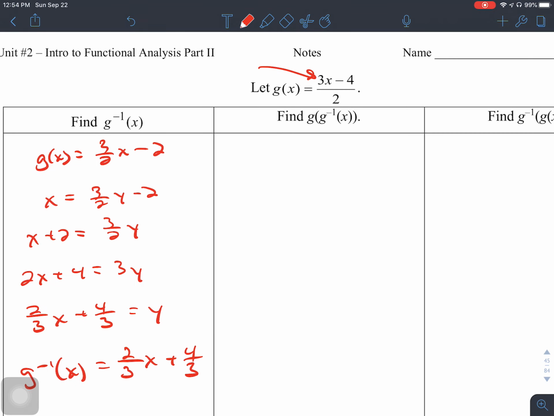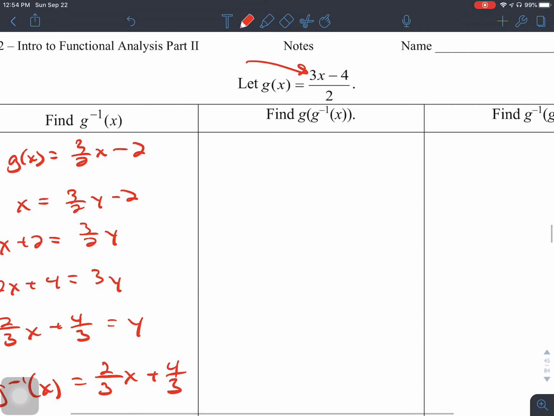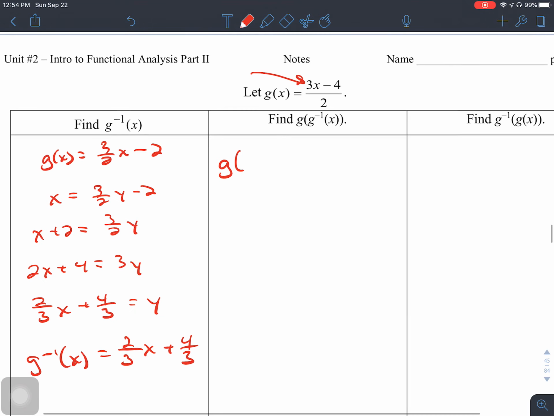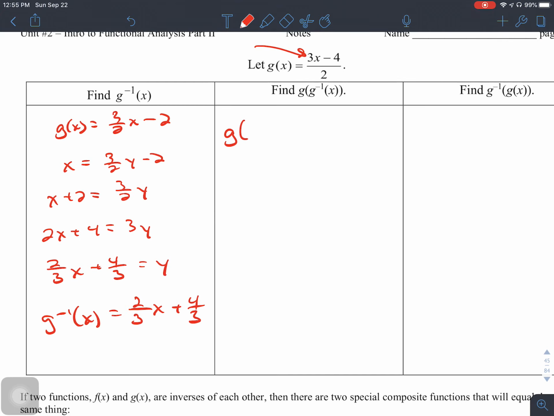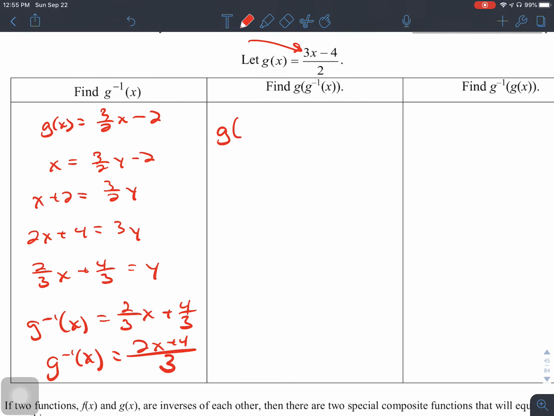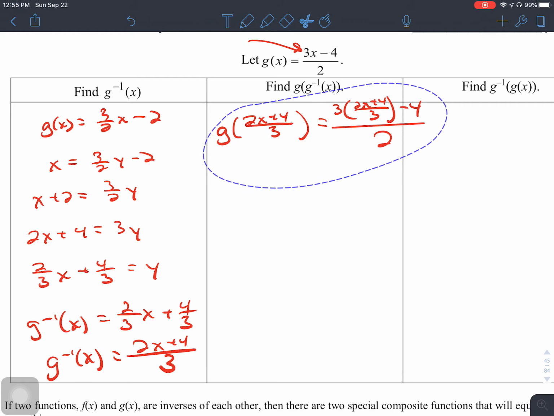The next one, find g of g inverse of x. I'll just use the original form here. So g of g inverse. You know what? Now that I see what I'm going to do next, I'm going to rewrite this as 2x plus 4 over 3. It's going to make my calculation easier. I'm going to be putting 2x plus 4 over 3 into the original function. When you substitute, you really should use parentheses.